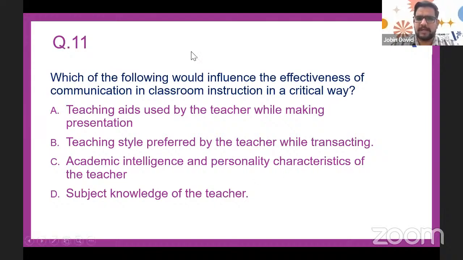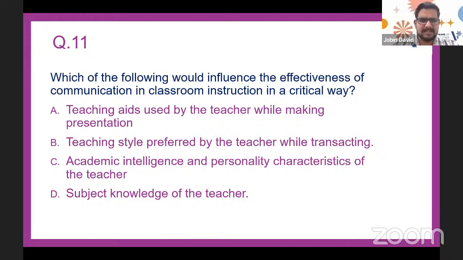Which of the following would influence the effectiveness of communication in classroom instruction in a critical way? Okay, so you have a communication classroom, and that should affect the classroom instruction in a critical way, like maybe critical thinking. The first option is teaching aids used by the teacher while making presentation. Teaching style preferred by the teacher while transacting. Academic intelligence and personality characteristics of the teacher. Subject knowledge of the teacher.